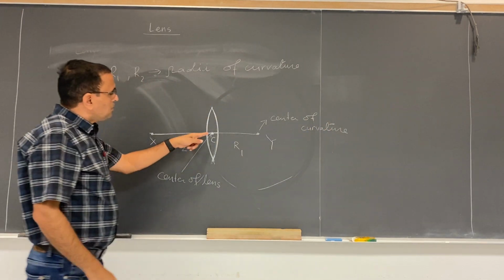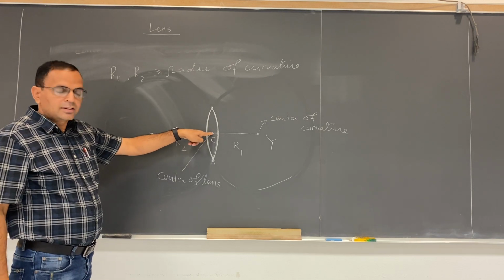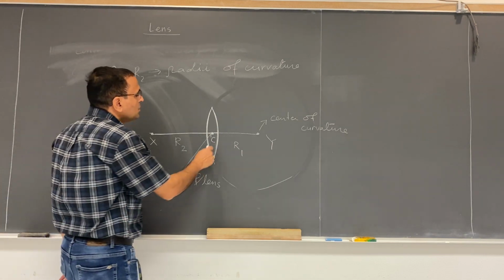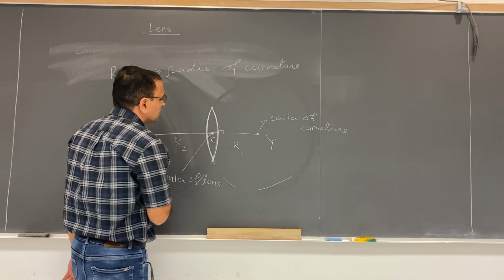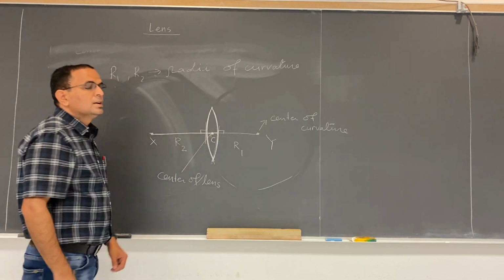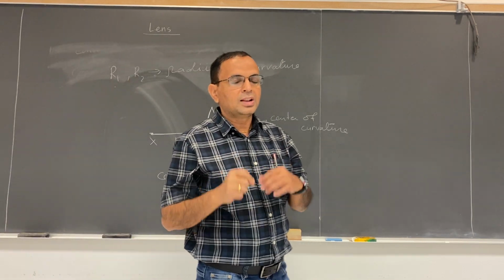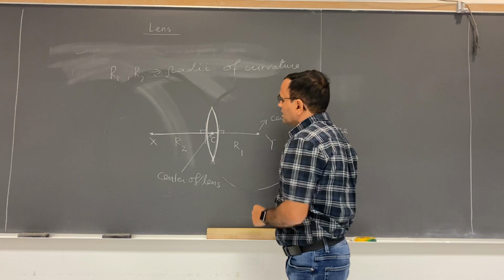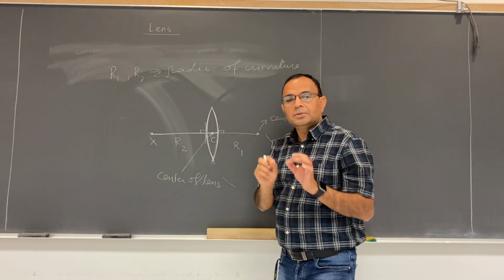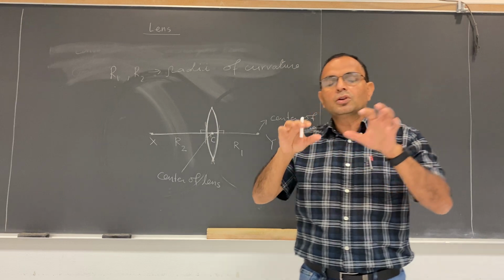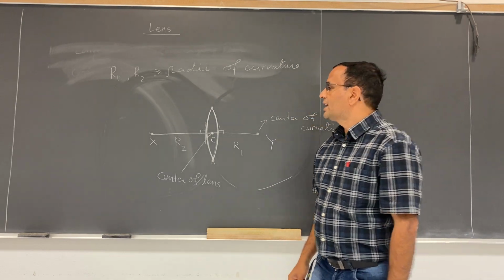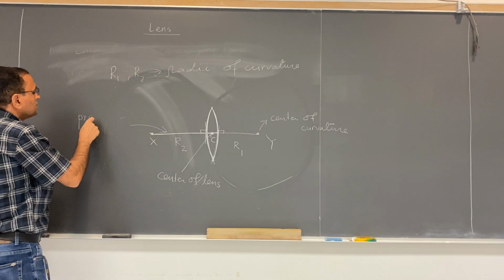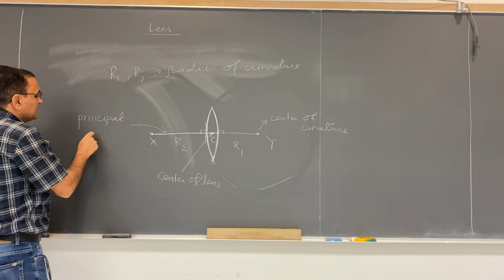So the line passing through the center of the lens and perpendicular to both surfaces, it is perpendicular right here and right here also. This line is a tangent line. So the line passing through the center of the lens and perpendicular to both surfaces is called the principal axis, or simply you can call it the axis. So this is the principal axis of the lens.